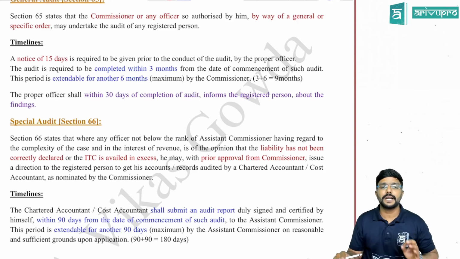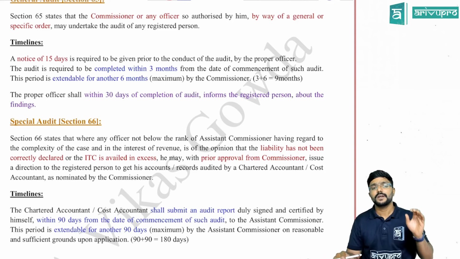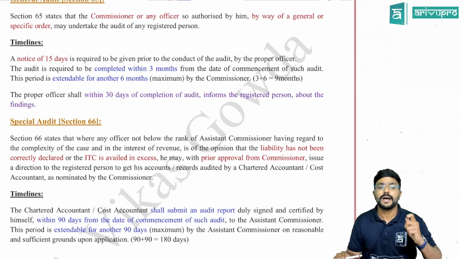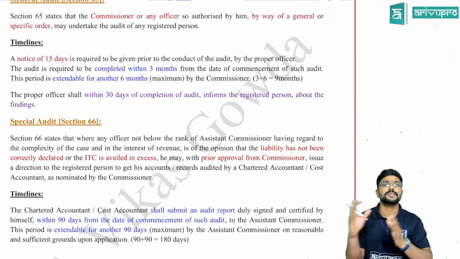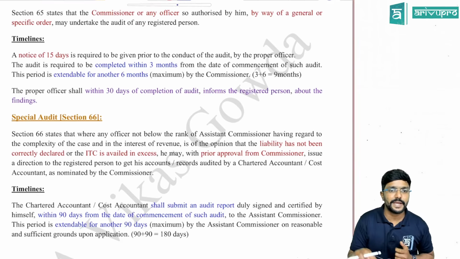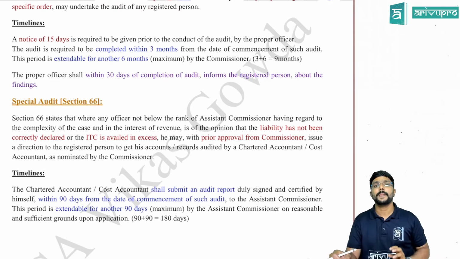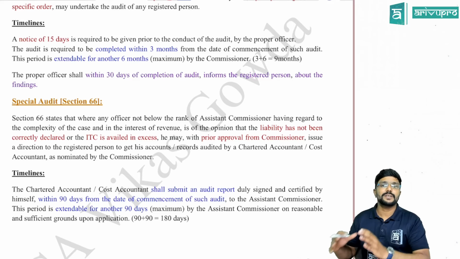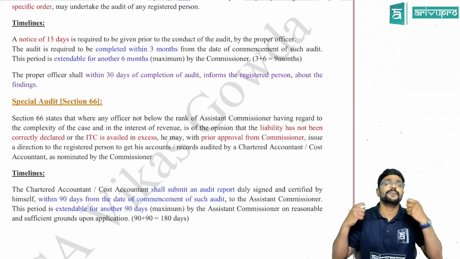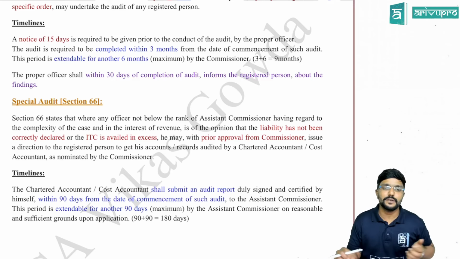Once the audit is started, it has to be completed within 3 months, which can be further extended for another 6 months. So totally 3 plus 6, 9 months, including extension. And once the audit is completed, within 30 days of completion of the audit, the department or the commissioner has to give the details of what they found during the audit to the registered person.